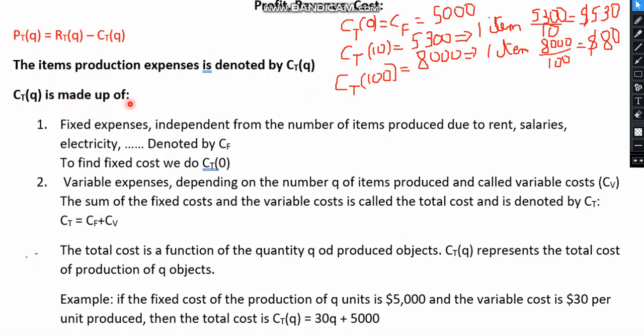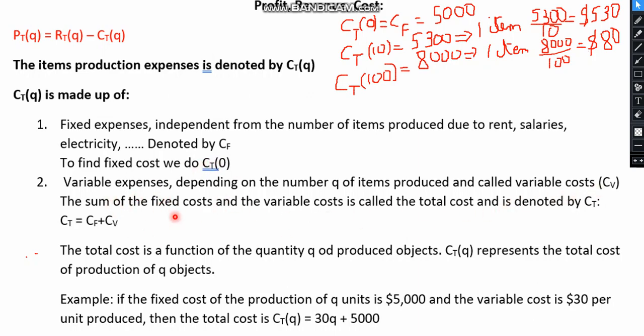Total cost is made up of two parts. The first part is the fixed cost. Suppose you have a company and you have fixed payments like salaries, rent, and electricity every month. This is called fixed cost. These are the payments you need to pay before you start producing. That's why the fixed cost applies when the number of products is zero. And then you have the variable cost.